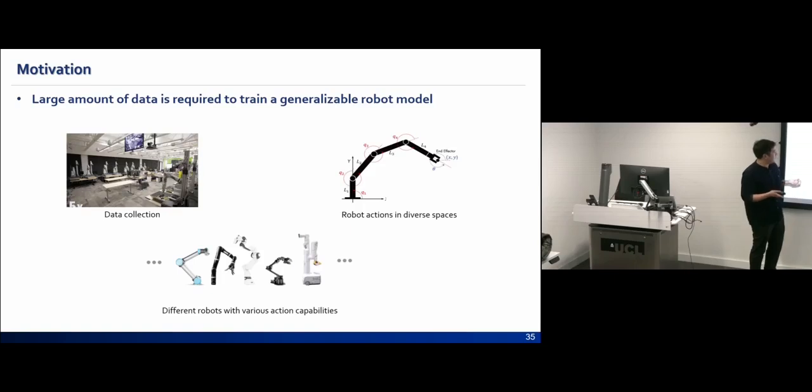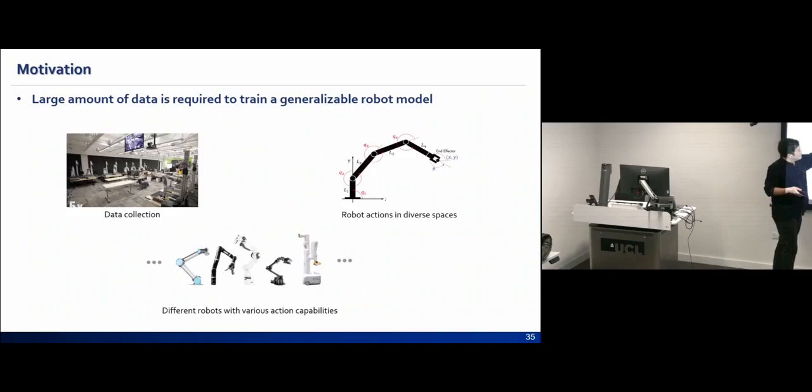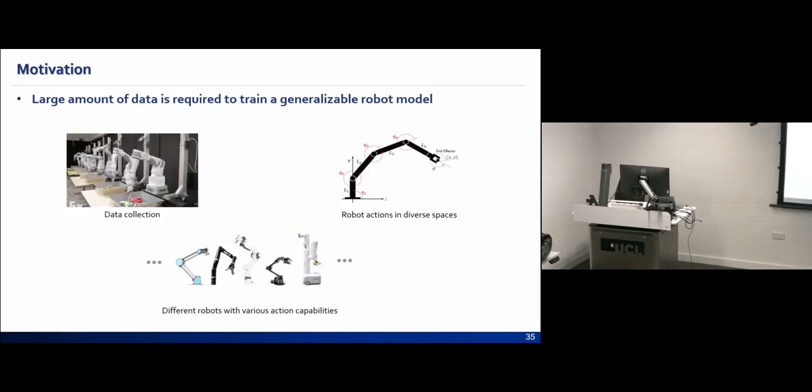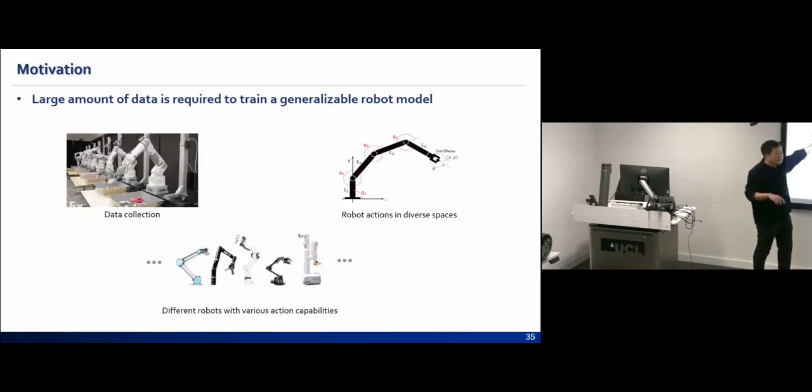Another problem of collecting robot data is, as we talked about early in this lecture, robot actions can be defined in a diverse manner, right? It can be X, Y, Z coordinates or rotation translation or X, Y to the point with rotation angle. And all those action spaces cannot be covered by the pre-collected data from Stanford.